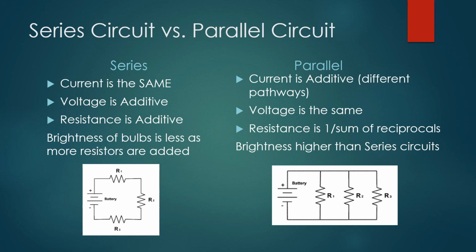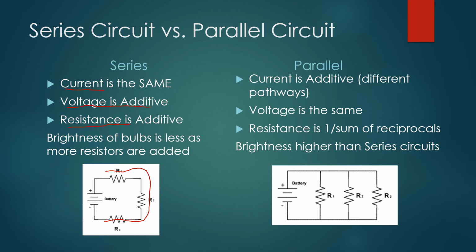So for series, we said the current, that I value, is the same because it's the same current going through all 3 resistors. There's no splitting of it as it goes around. The voltage, however, is additive. Resistance is also additive, as we saw when we were looking at calculating R total. We just took the R1 plus R2 plus R3. But due to this, the brightness of the bulbs is going to be less as more resistors are added.